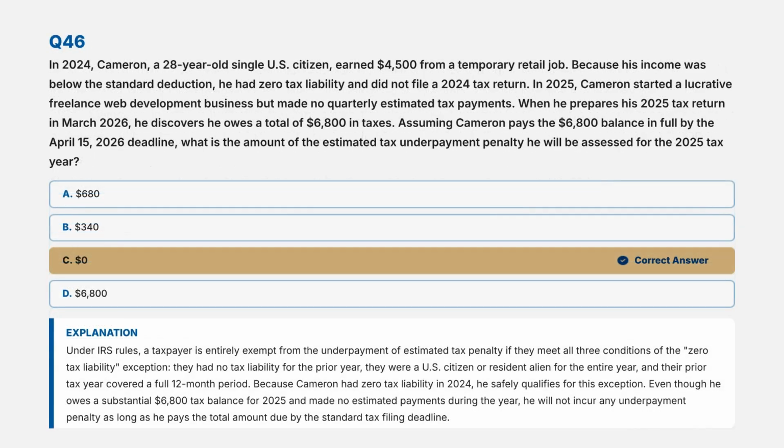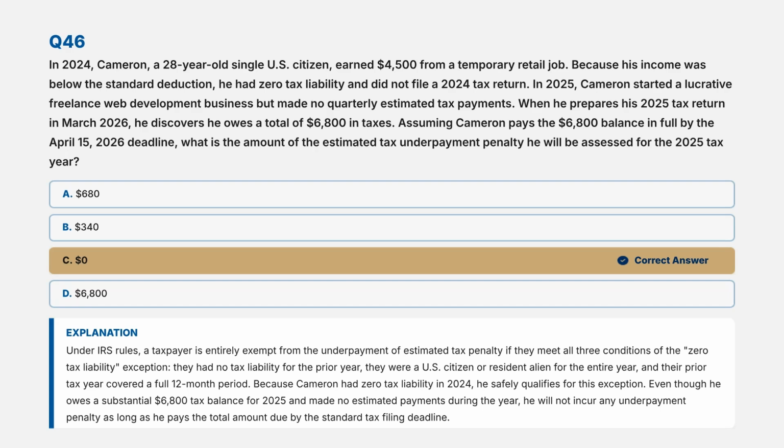The correct answer is C, $0. Under IRS rules, a taxpayer is entirely exempt from the underpayment of estimated tax penalty if they meet all three conditions of the zero tax liability exception. They had no tax liability for the prior year. They were a US citizen or resident alien for the entire year, and their prior tax year covered a full 12-month period. Because Cameron had zero tax liability in 2024, he safely qualifies for this exception.